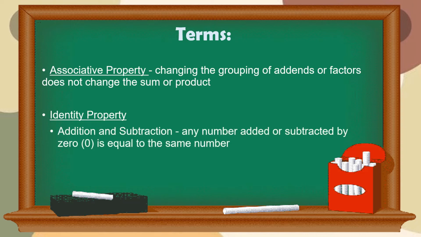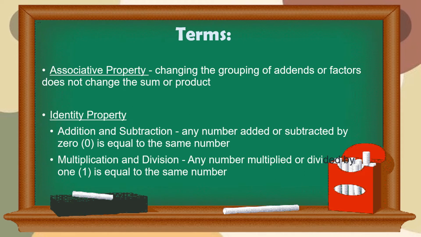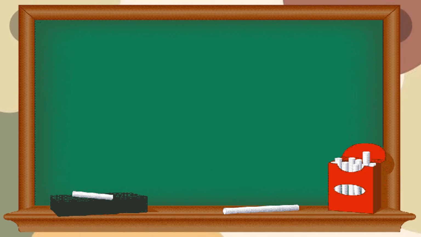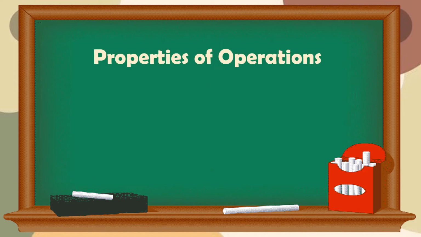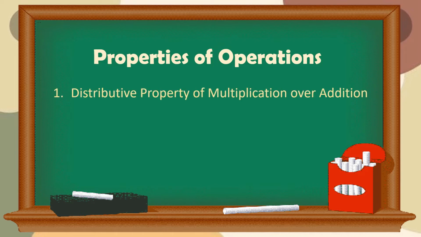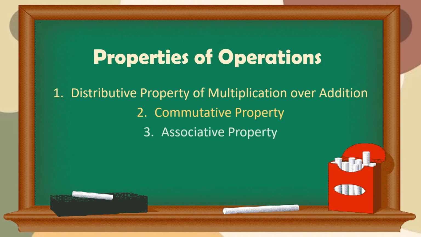Identity property. For addition and subtraction, any number added or subtracted by 0 is equal to the same number. For multiplication and division, any number multiplied or divided by 1 is equal to the same number. Now, let's proceed to the properties of operations. Number 1, distributive property of multiplication over addition. Next, commutative property. Third, associative property. And the last one, identity property.